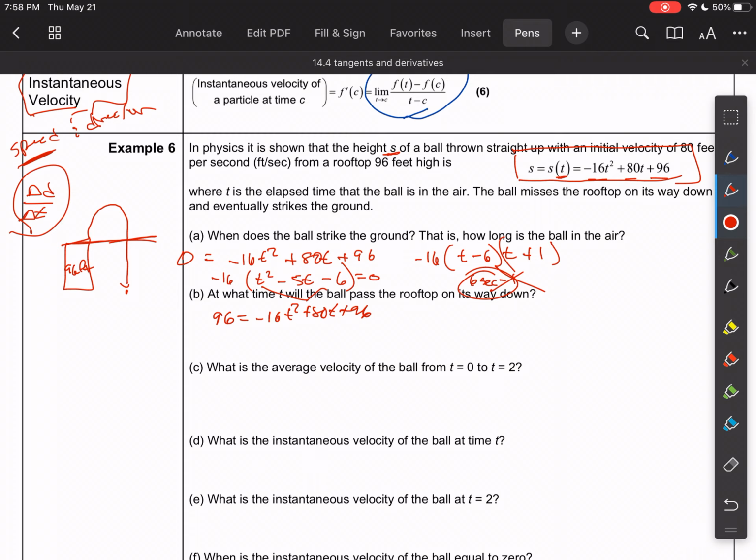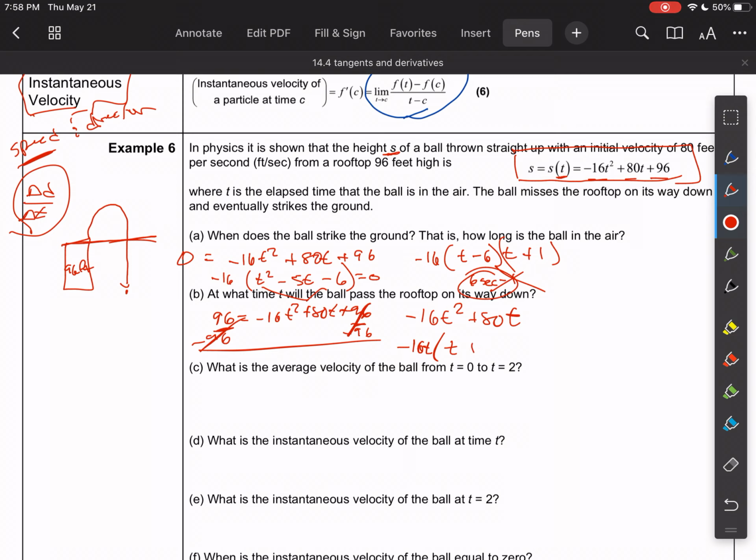Actually, scratch that. It's even easier than that. Since I have 96 here, if I want to get rid of these 96s, I can subtract 96 from both sides, right? So if I do that, that's gone, and I'm just left with this guy. Okay, and I know the negative 16 goes into both, so if I take that out, I'm left with t out, I'm left with t plus 5.